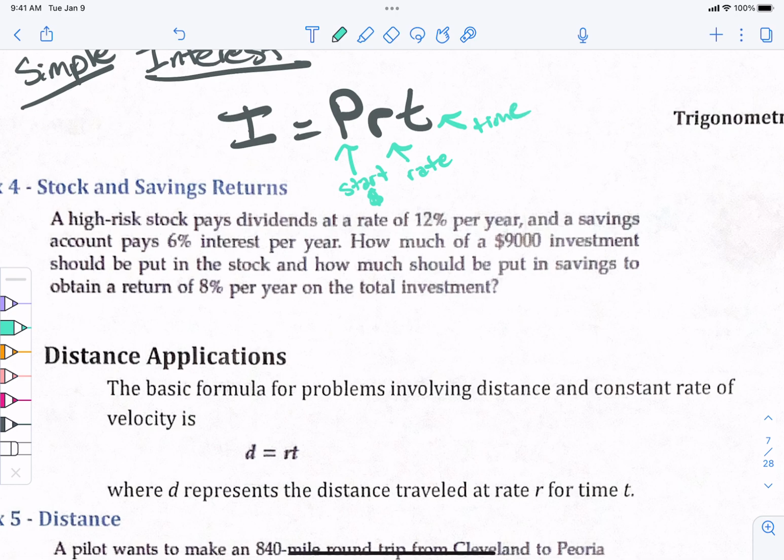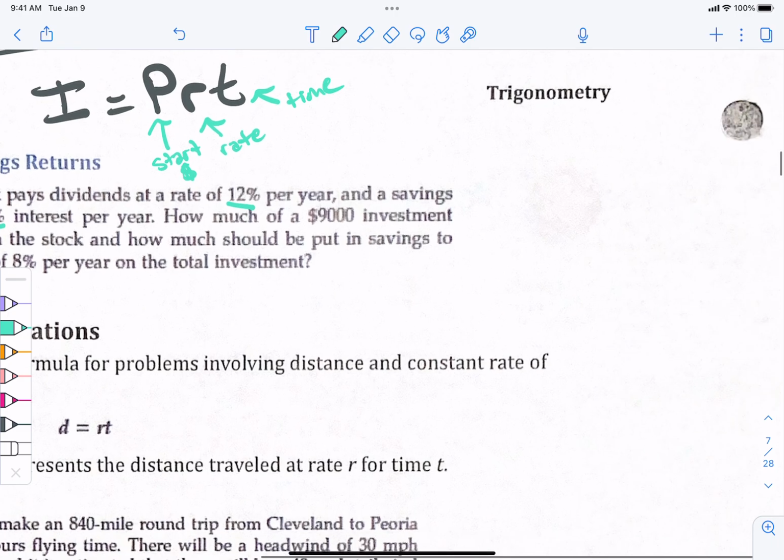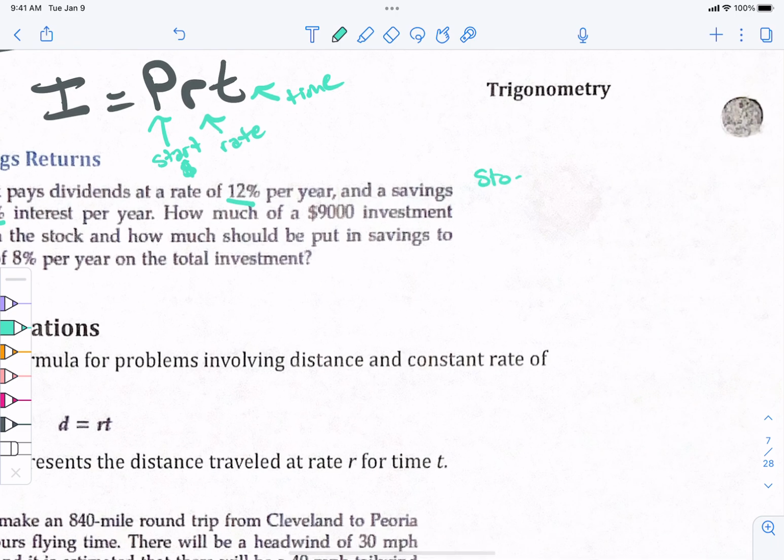Okay? All right, so here we go. We're on stock and savings returns. We have to do some configuring here. This one's not terribly hard of a problem. Solving it is easy, but setting it up is a little bit difficult. A high-risk stock pays dividends at a rate of 12%, and a savings account pays 6% interest. All right, so we've got two different things going on here. We've got stock over here, and we're adding that to our savings account.